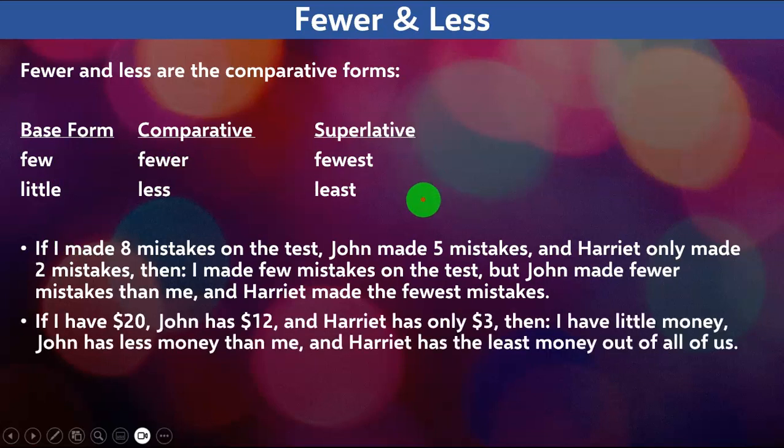Let's take another example. If I have $20, John had $12, and Harriet had only $3, then I have little money. John has less money than me, right? And Harriet has the least money out of all of us, right? Harriet has only $3, right? Hence Harriet has the least money out of all of us. So I hope with this example, little, less, and least is clear, right? So friends, I have explained to you the meaning of the word few and little, and fewer and less.